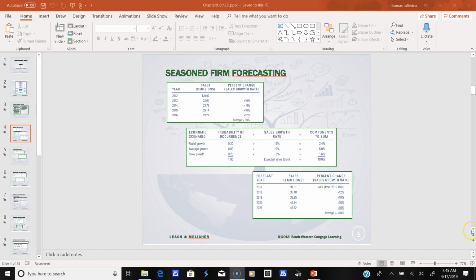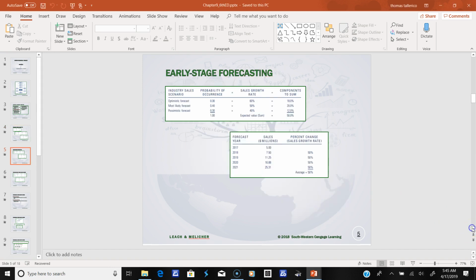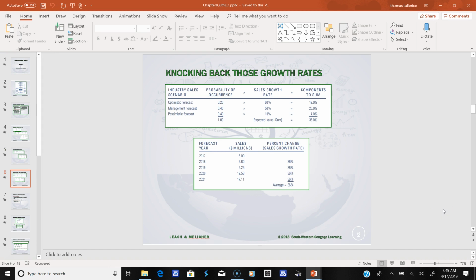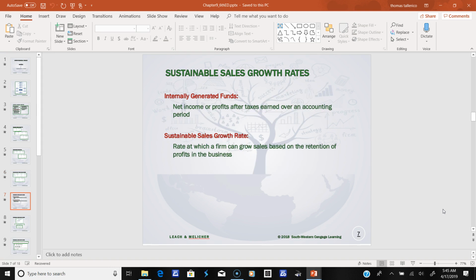So let me scroll down here. And they have a couple of examples of that, right? Different examples, with different numbers. You can go through this. They just change some of the growth rates, but the calculation is always the same. Okay? So everyone should be aware that the calculation is always the same.